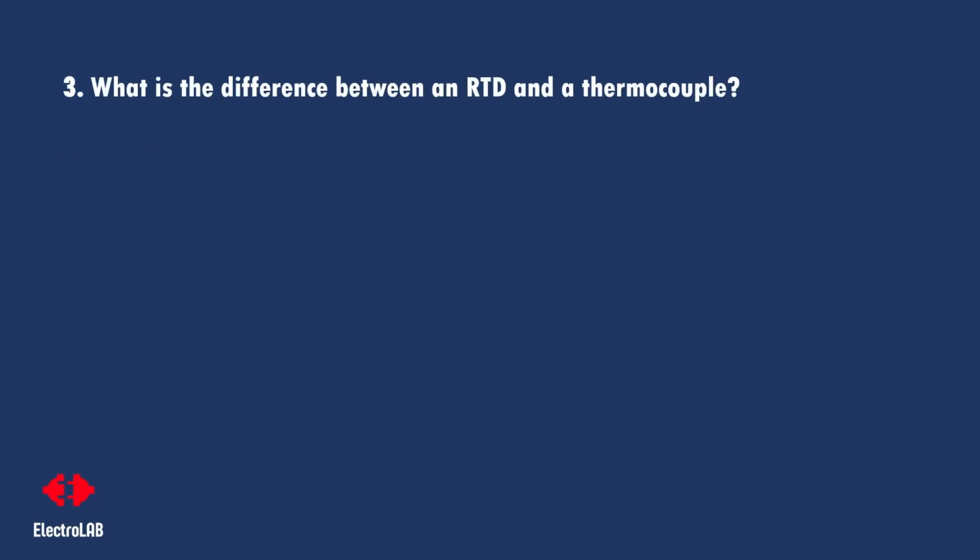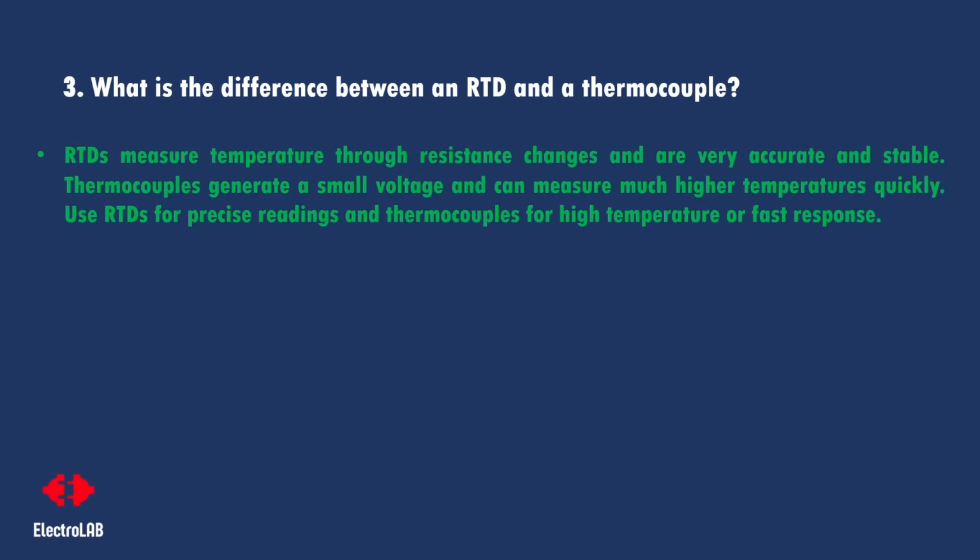What is the difference between an RTD and a thermocouple? RTDs measure temperature through resistance changes and are very accurate and stable. Thermocouples generate a small voltage and can measure much higher temperatures quickly. Use RTDs for precise readings and thermocouples for high temperature or fast response.